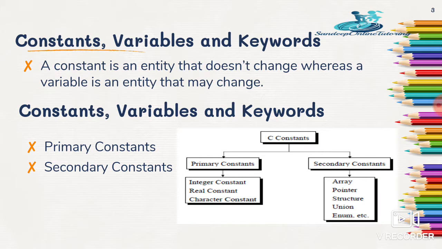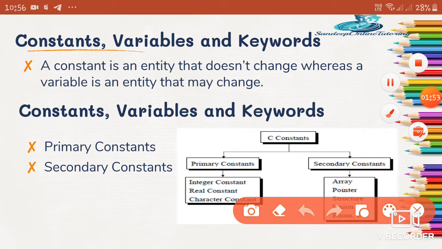Let's talk about different types of constants. So we have primary constants and secondary constants. These are two different kinds of constants.